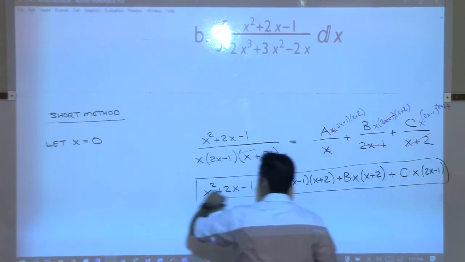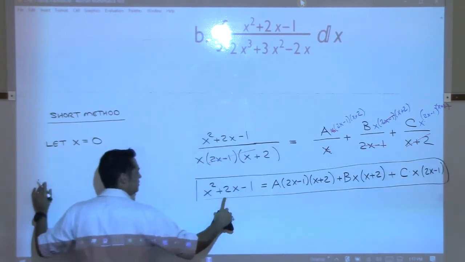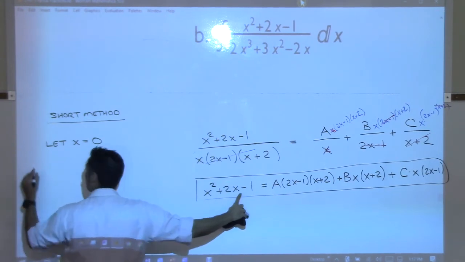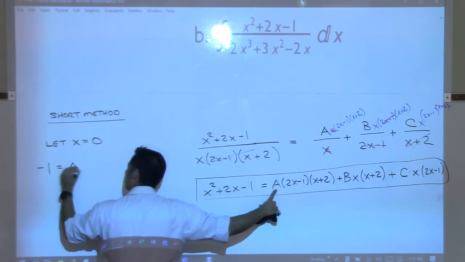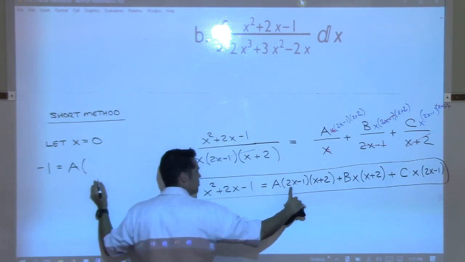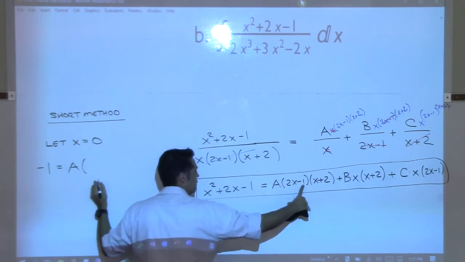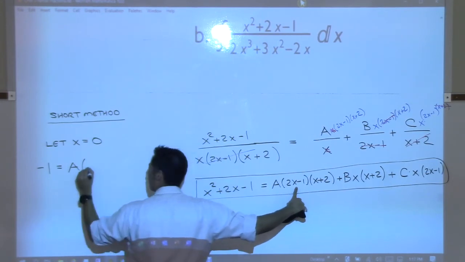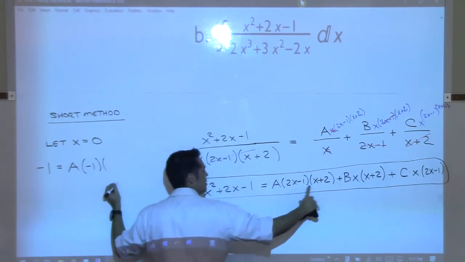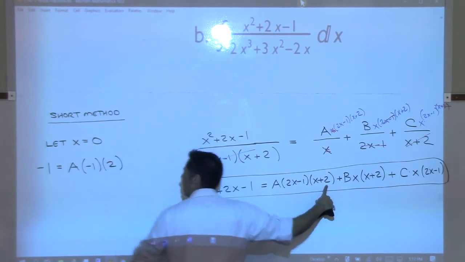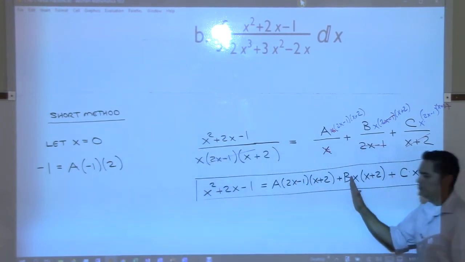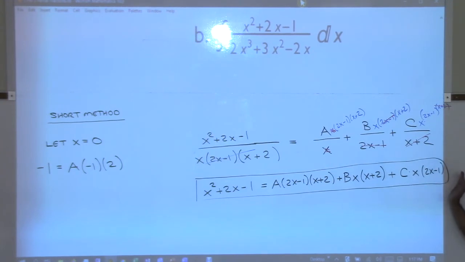We rewrite it. Okay, so what does my left-hand side become? Just -1, right? So -1 equals, and then I have a. And now this is 2x minus 1, but x was 0, right? So what is that then? Just -1. And then what is x plus 2 if x is 0? Just 2, right? And then what can you tell me about everything else? It's all gone, right? That's why we chose x to be 0.